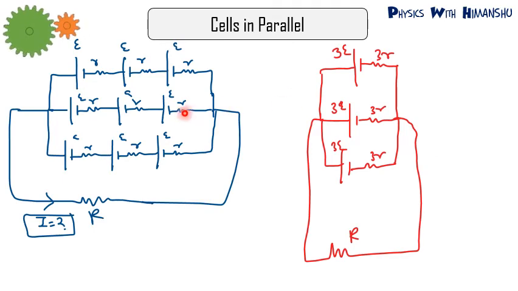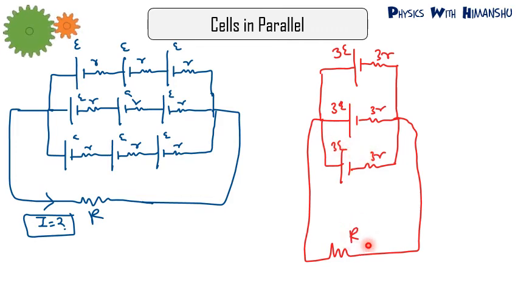Now suppose we have a complex circuit like this. We have 9 identical cells of EMF E and internal resistance R each, and I want to find out the current through this resistance. So what we'll do is, these 3 will be in series, these 3 will be in series, these 3 will be in series. And negative is connected to positive, negative connected to positive, so we can directly add. So 3E, 3R. Similarly for the middle branch, 3E, 3R. For the lower branch, 3E, 3R.